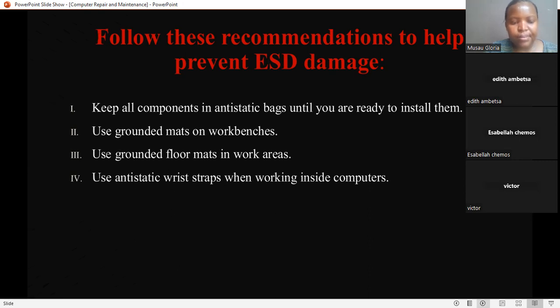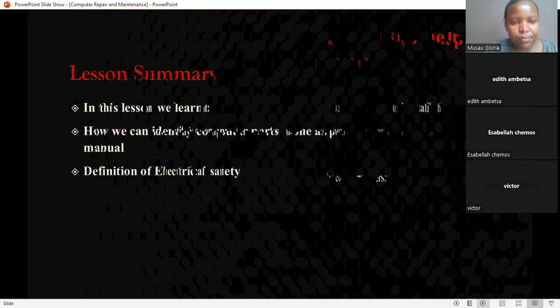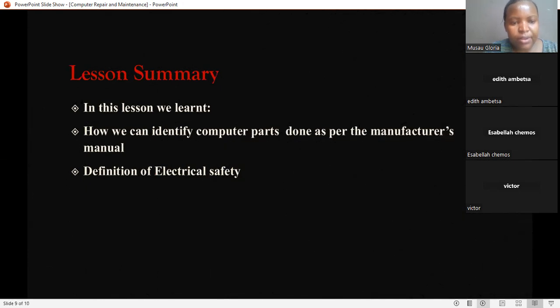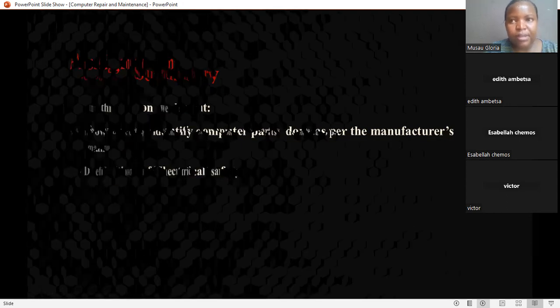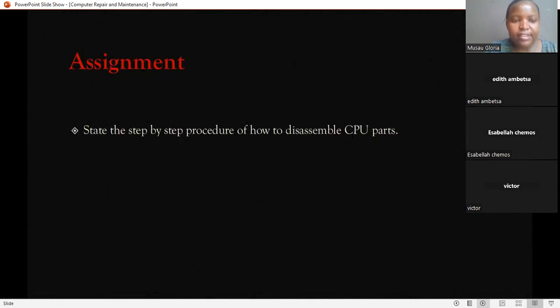So that marks the end of our class. In summary, we have learned how to identify computer parts as per the manufacturer's manual, and we have also defined what is electrical safety. So for your assignment, you will state the step-by-step procedure on how to disassemble CPU parts. I'll expect to collect this assignment before the next class.